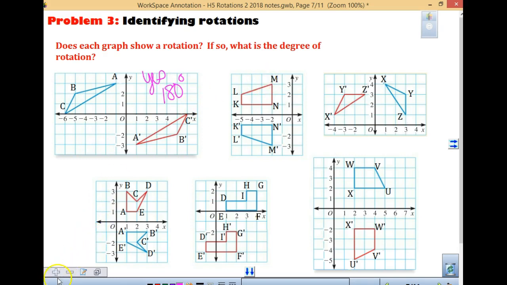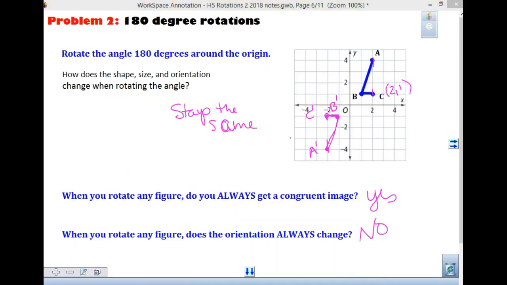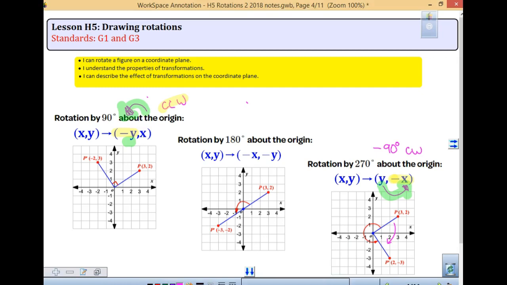So I want you to go through right now and positive or negative 90. Keep thinking about it on this first page of our notes, right? If you are turning from your original and you go counterclockwise, we keep it as a positive 90. If you are turning from one point and you're going in that clockwise direction, then it's a negative 90 or a positive 270. Those two mean the same thing, okay?